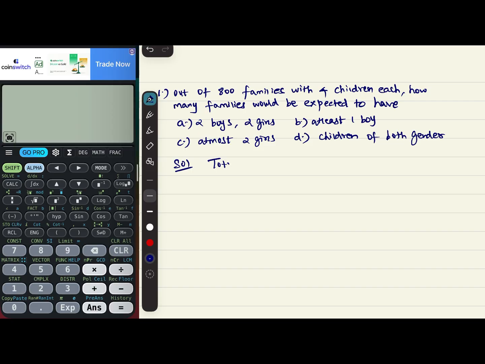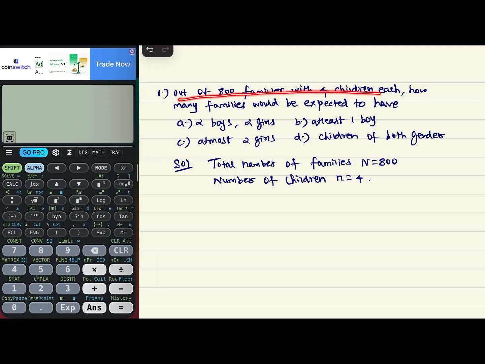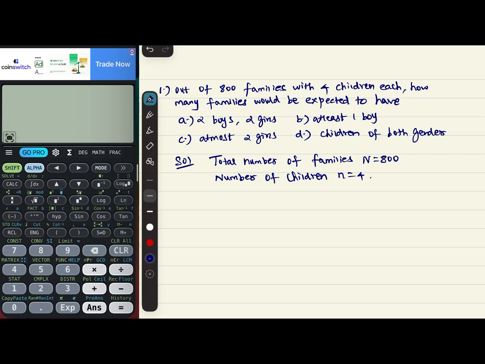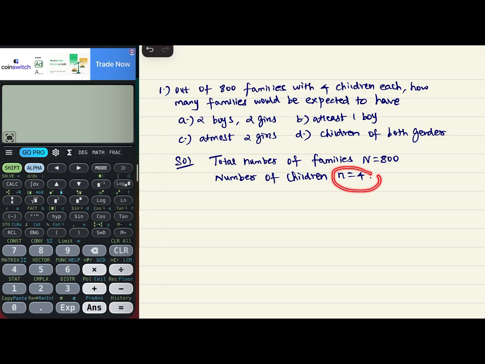So here, the total number of families is named as capital N, which is 800, and you can see the number of children in this family is 4. So in this problem, you can note one thing. There is no such word like binomial distribution in any places. But still you can apply binomial distribution because we know the value of n. So here you can see the value of small n is 4, that is the number of children. So we can go with that.